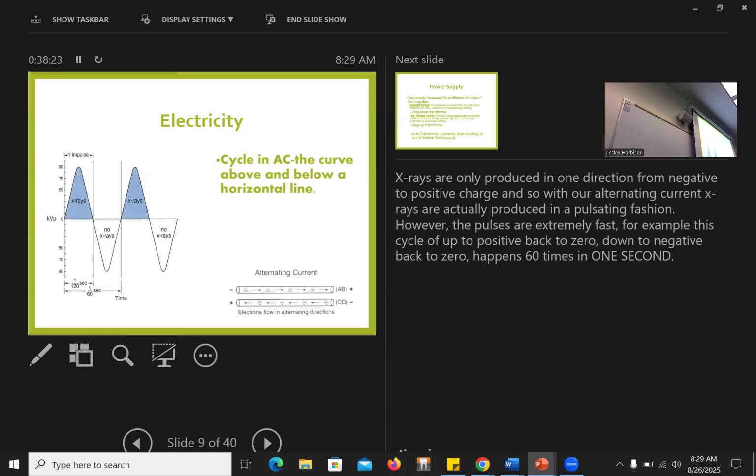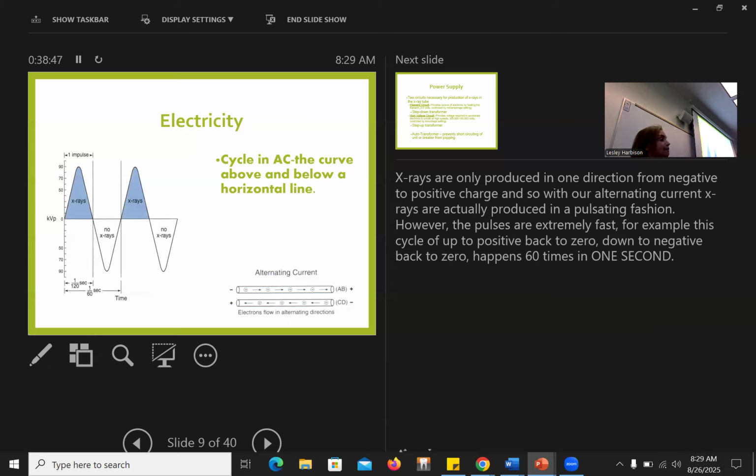So it happens 60 times in a second. But for just the time that we make one pulse, it is 1/120th. So that can happen 120 times in a second. So very fast, like super fast. So there can be 120 pulses when you hit the button.